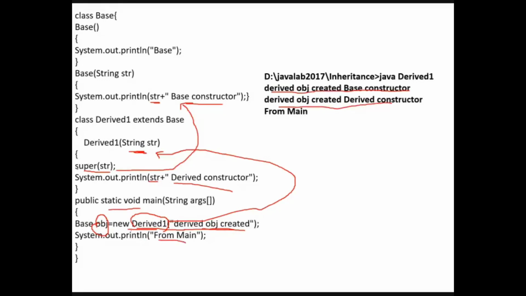If the statement was not there, what is the output? Derived object created, derived constructor, and from main.